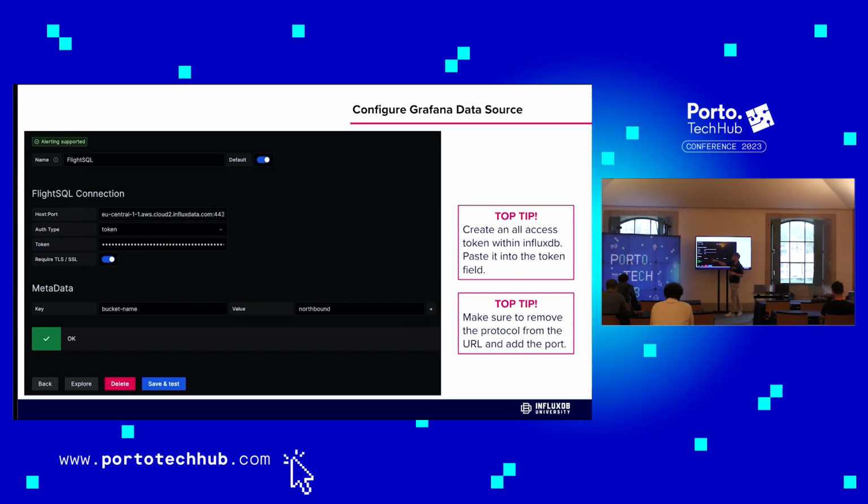And then we're going to provide some metadata. And this metadata is the bucket name with the value northbound. And this is how we tell the plugin which bucket to actually query our data from. So I'll do this now, and then I'll stop just to see how we're getting on.